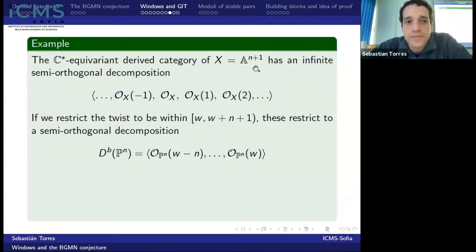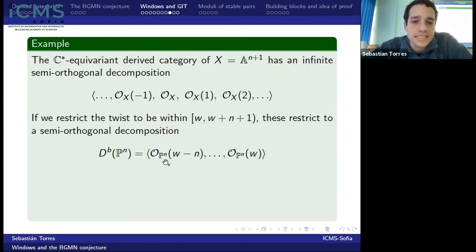But if I care about the different ways that you can put an action on that, you have infinitely many of those. In fact, you can twist the action by one, by two, but by any number in Z, actually. So there's an infinite semi-orthogonal decomposition on this derived category of the G equivariant one on X. And if you restrict only to those bundles that have weights between W and W plus eta, eta happens to be N plus one in this case, then you get the derived category of the projective space.